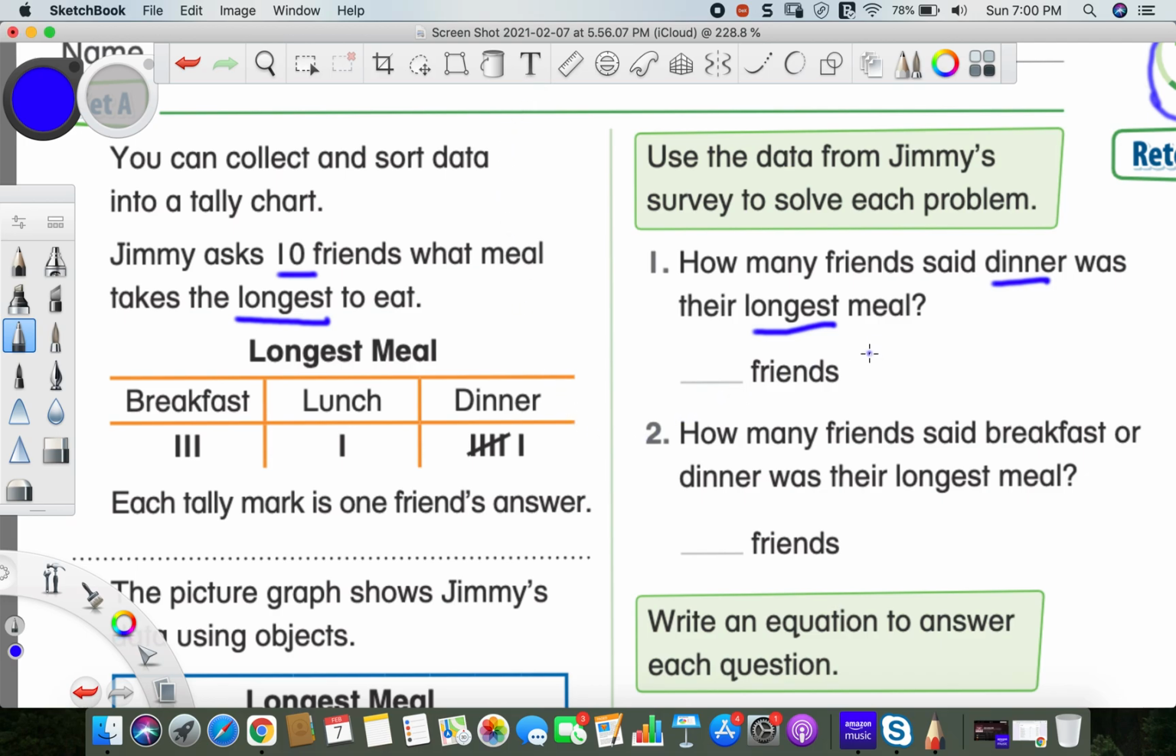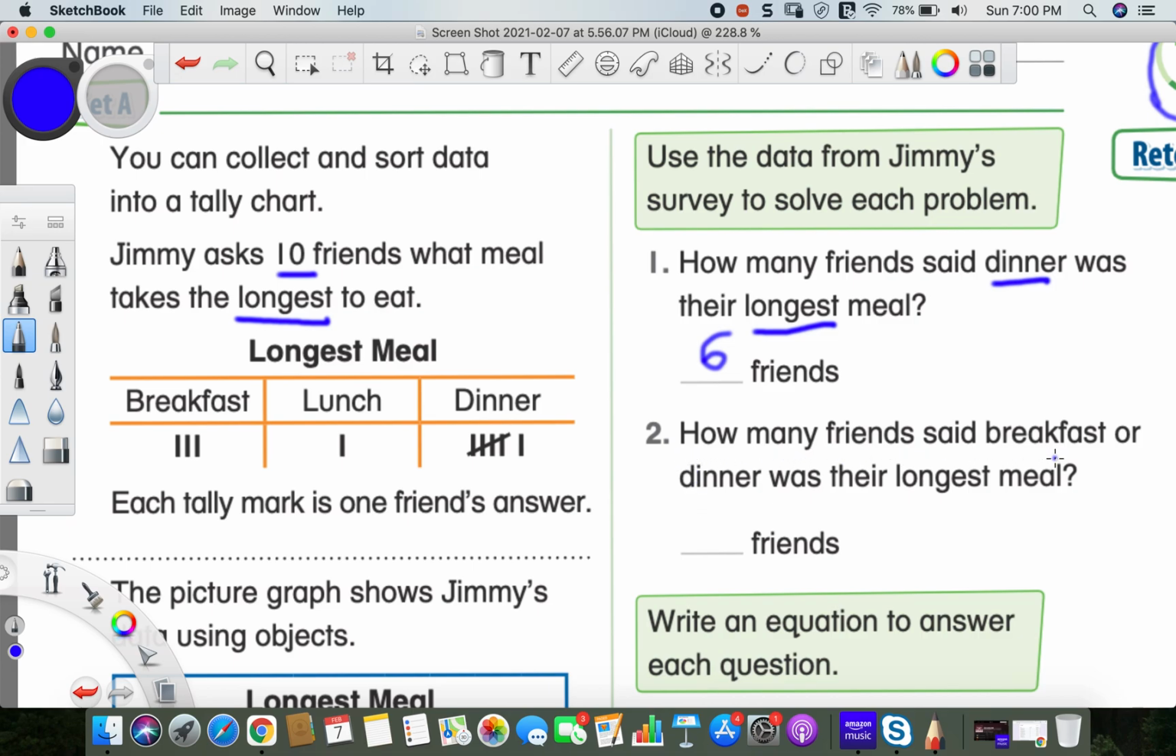All right, so we're going to check dinner and see how many friends voted that it is the longest. Ready? So count each tally, and each tally is just worth 1. So 1, 2, 3, 4, and then 5 goes diagonally, and then 6. So 6 friends said that dinner was the longest. Okay, let's check out number 2.